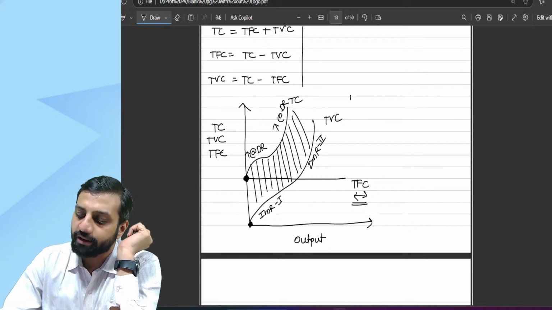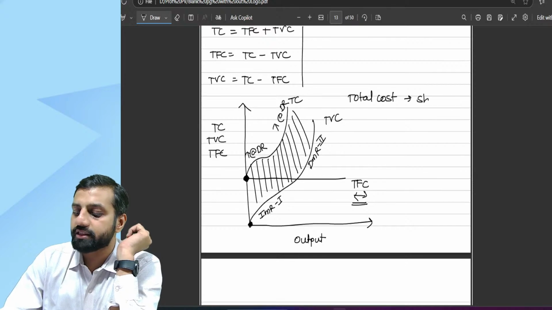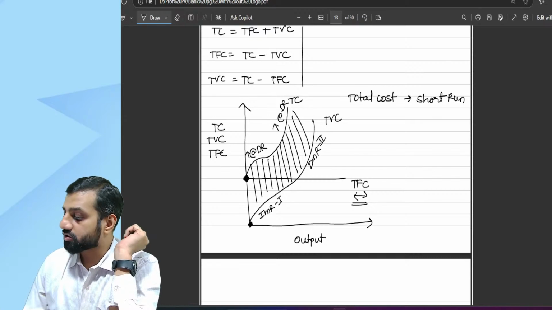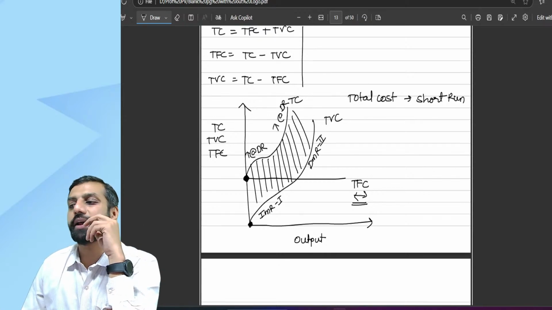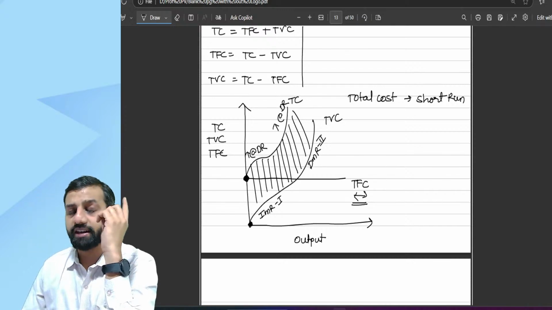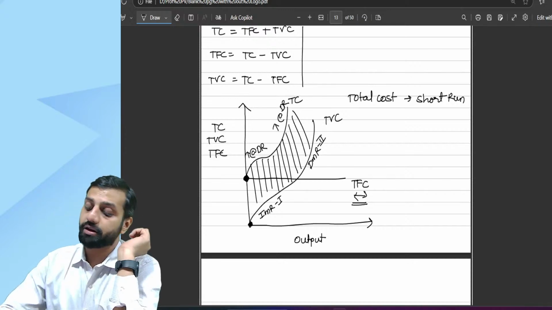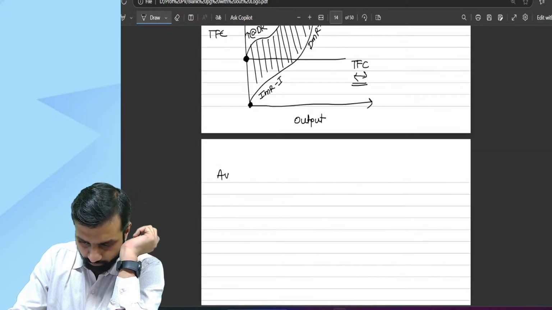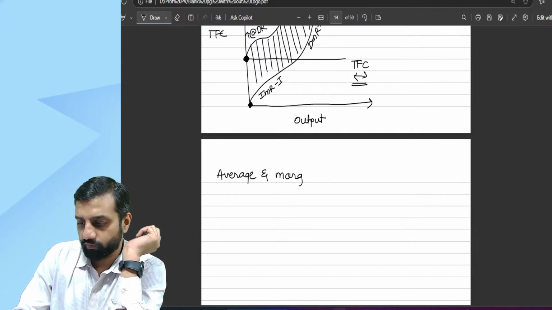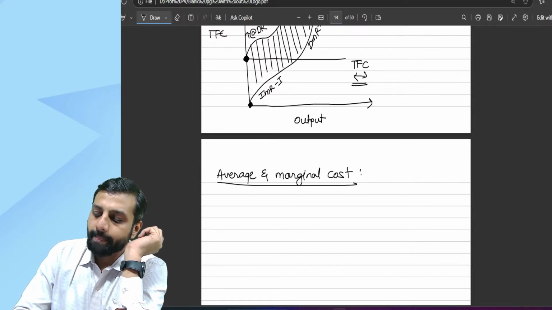These costs are total costs which we are studying in the short run, because there is a fixed cost and a variable cost as well. So in the short run, some factors are fixed, some are variable. So we get fixed cost and variable cost.